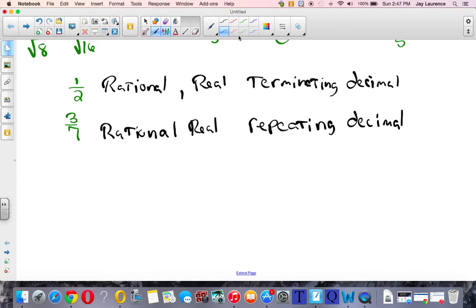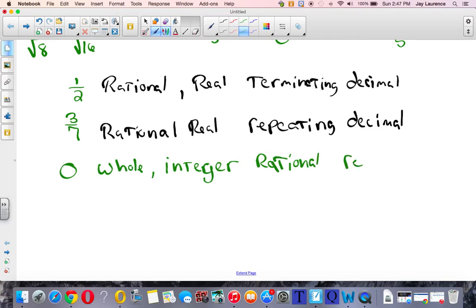All right, let's try 0. 0 is pretty easy. 0 is not natural, but it is a whole number, right? It's an integer. Integer. It's rational. And it's also real. Okay.